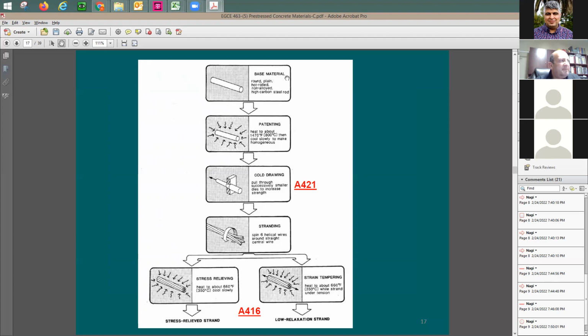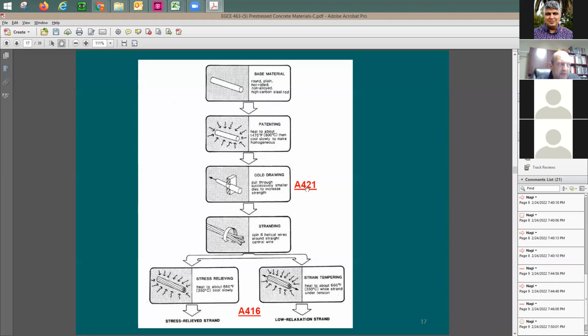We bring here the base material, which is going to be this round bar. They're going to be patenting it, which means they're going to be heating it to 1470, and then they cool it slowly to make it homogeneous. So it's a heat treatment, as you see here. They heat it, and then they let it cool. After that, they draw it through this die. What's going to happen? You put lots of pressure on it, and the strength of it is going to increase by pushing it through a die. They pull it, actually. And once they do this, now they have wires. And once they have wire with this process, we're going to call it the 421.